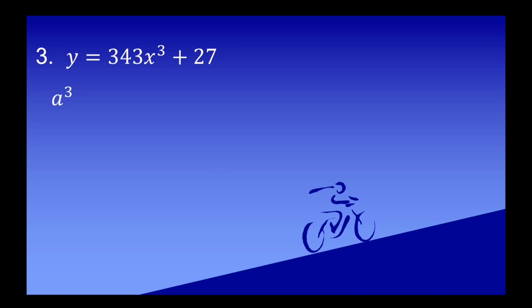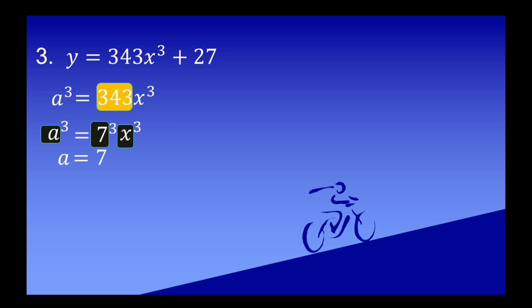Another example for the sum of the cubic functions. So we have here a cubed is equal to 343x cubed, applying the exponential property. So 343 is equivalent to 7 raised to 3. That is 7 times 7 times 7 is equal to 343. Then copy x cubed. Since we have the same exponent, copy the base. A is equal to 7x.